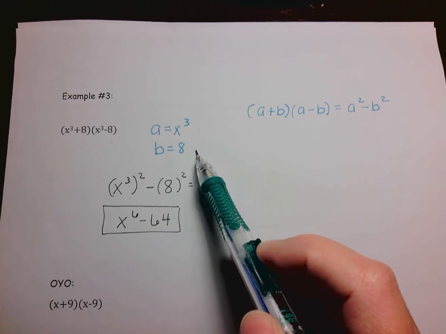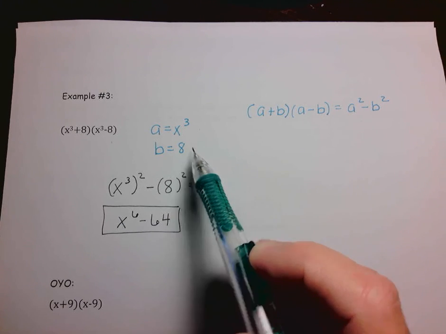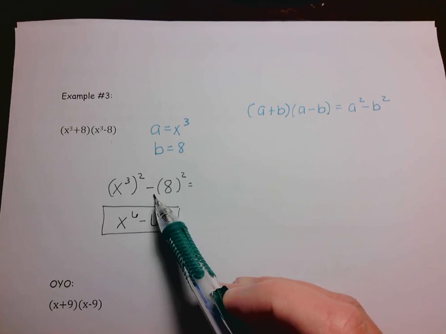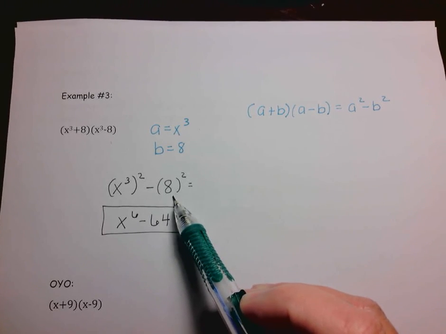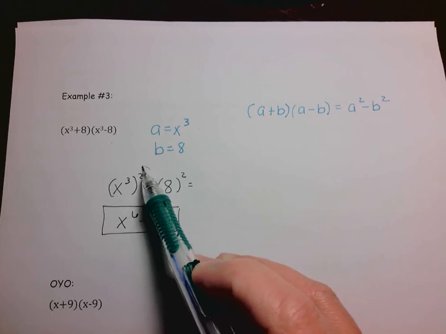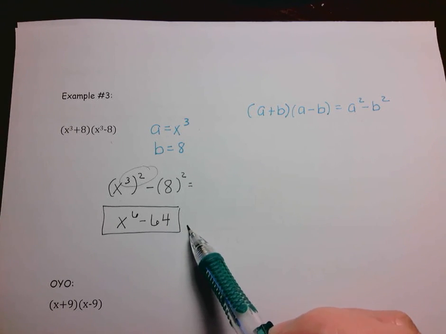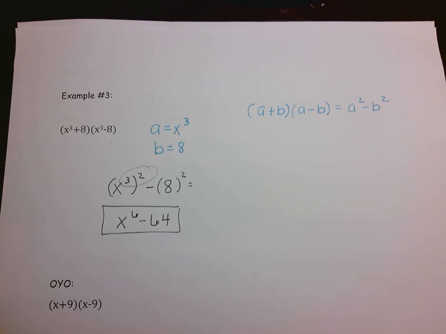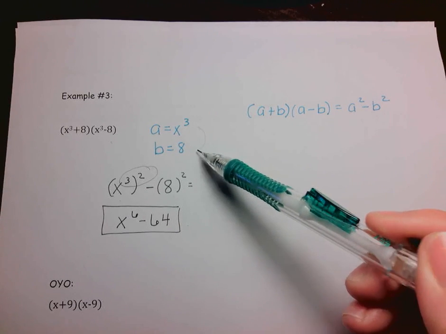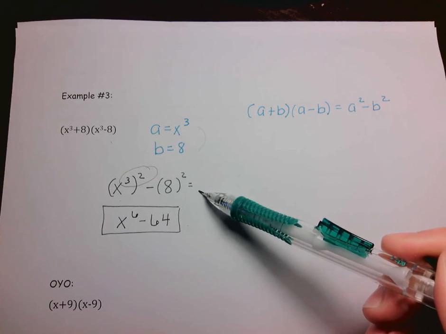So what am I going to do? I'm going to say a squared minus b squared, which is x to the 6th power, because remember, we multiply those, minus 64. So pause the video and make sure that you understand what I did. But again, you have to memorize this because you have to be able to do this mentally in one line in seconds. If you have to, as of right now, write this part out and write this part out as you're learning this, that's absolutely fine.